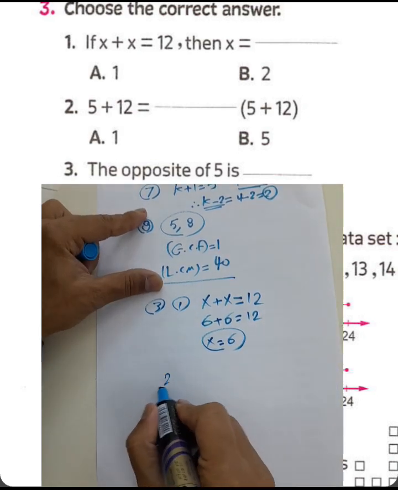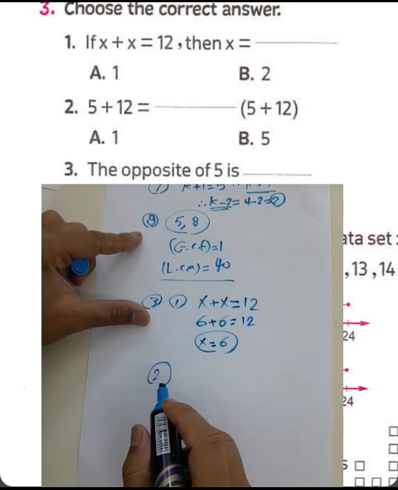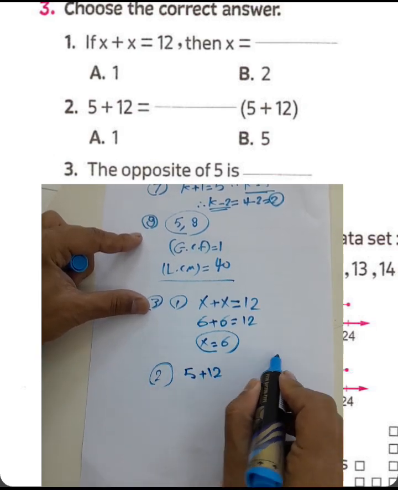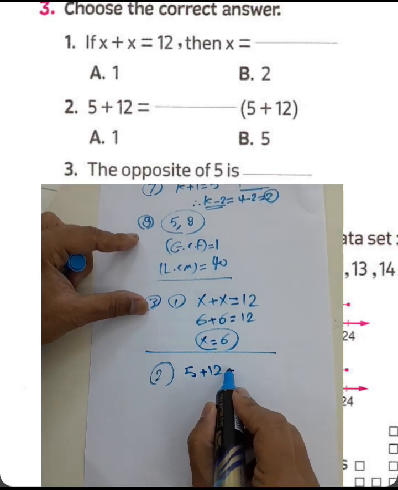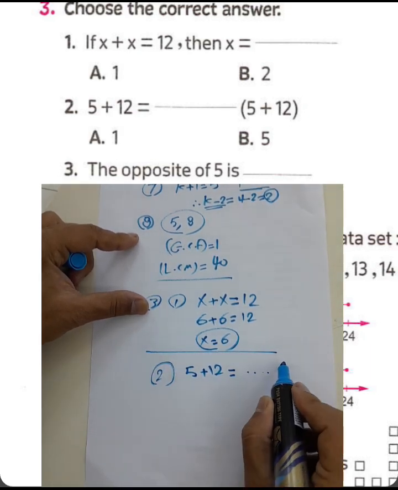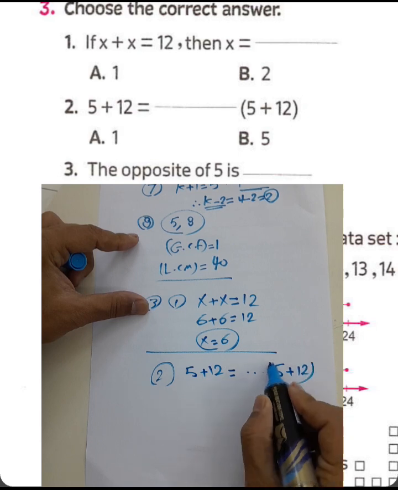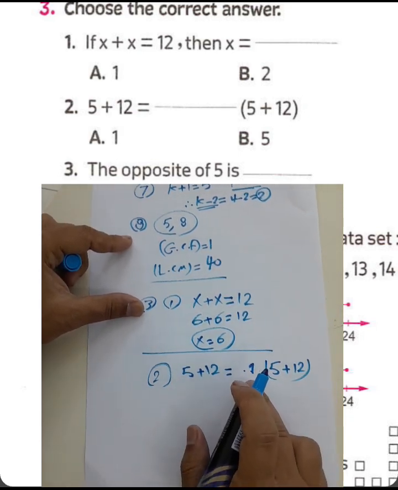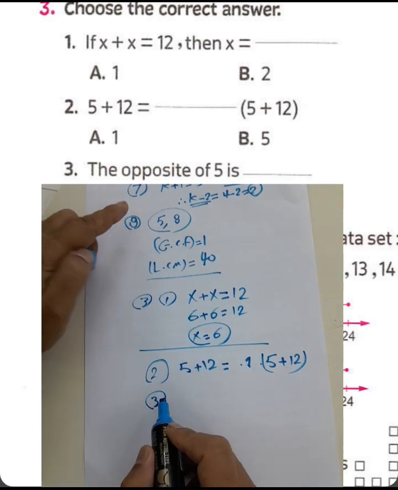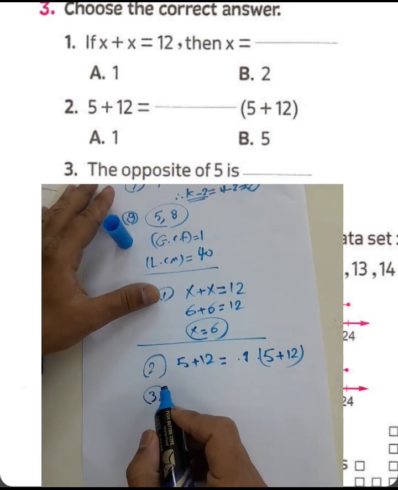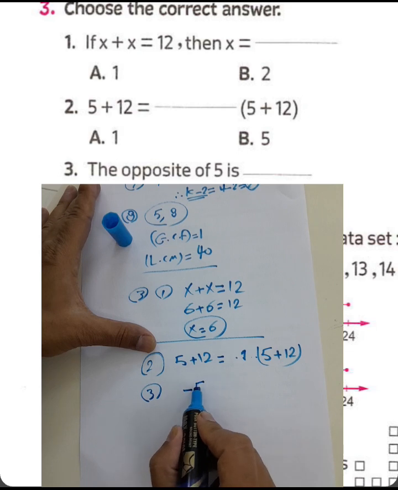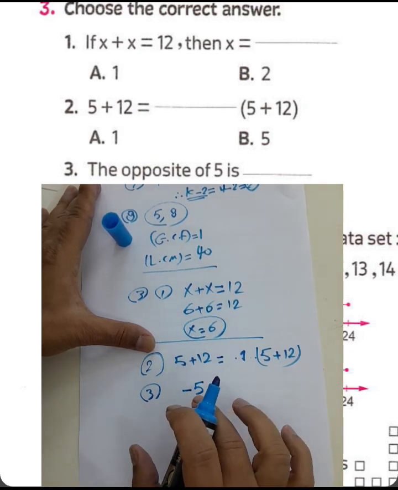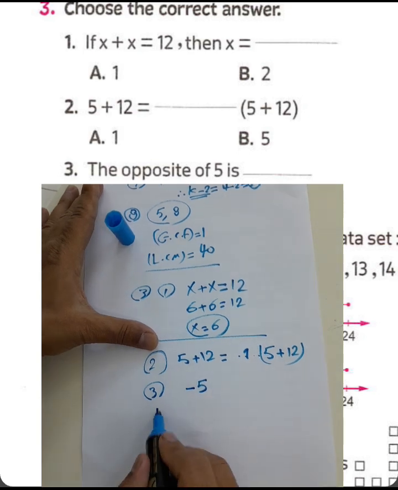Question number 2. 5 plus 12 equals 1 outside. Okay, it's 1 here. Question number 3. The opposite of 5 will be negative 5. Its additive inverse of 5 will be negative 5. We call it the additive inverse of the number.